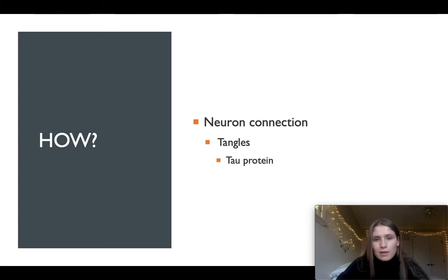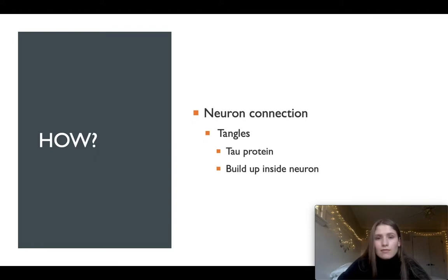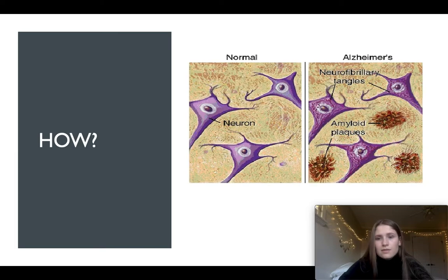All right, and tangles. Tangles are made up of a protein called tau, the tau protein, and this buildup happens actually inside the neuron and affects the neuron's ability to communicate with another neuron from the inside. So we have this example again. We have the normal one and the Alzheimer's one. If you see inside the neuron, you see all of the tangles right there made up of the tau protein. And you do not see that in the normal one.